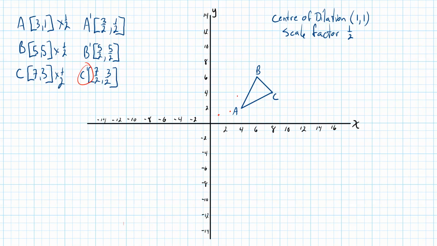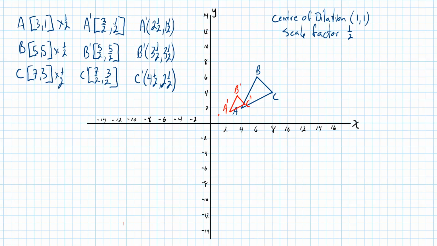And C prime says we're going over to the right 7 over 2, and 7 over 2 is the same as 3.5. Starting from our center of dilation, we're going 1, 2, 3.5 and then up 3 over 2, which is up 1.5, put us right there. And we connect those with lines. So the vertices of A prime we said was 2.5, 1.5. B prime is 3.5, 3.5. And C prime is 4.5, 2.5.